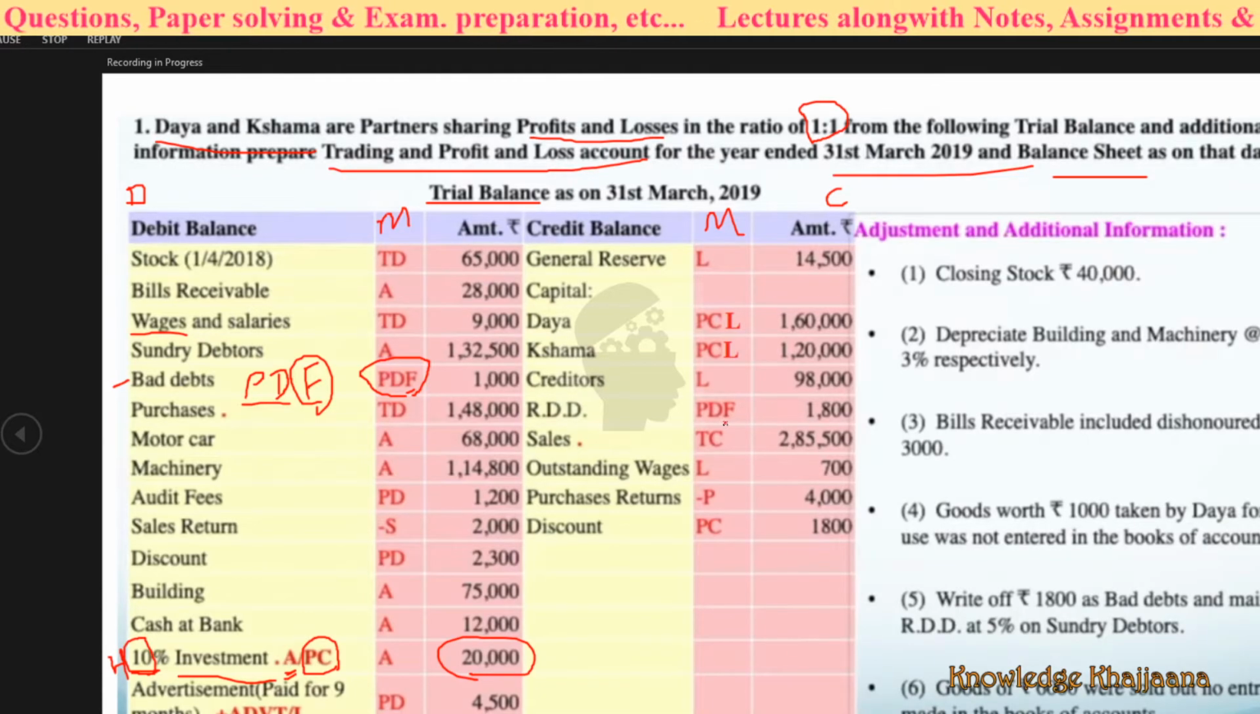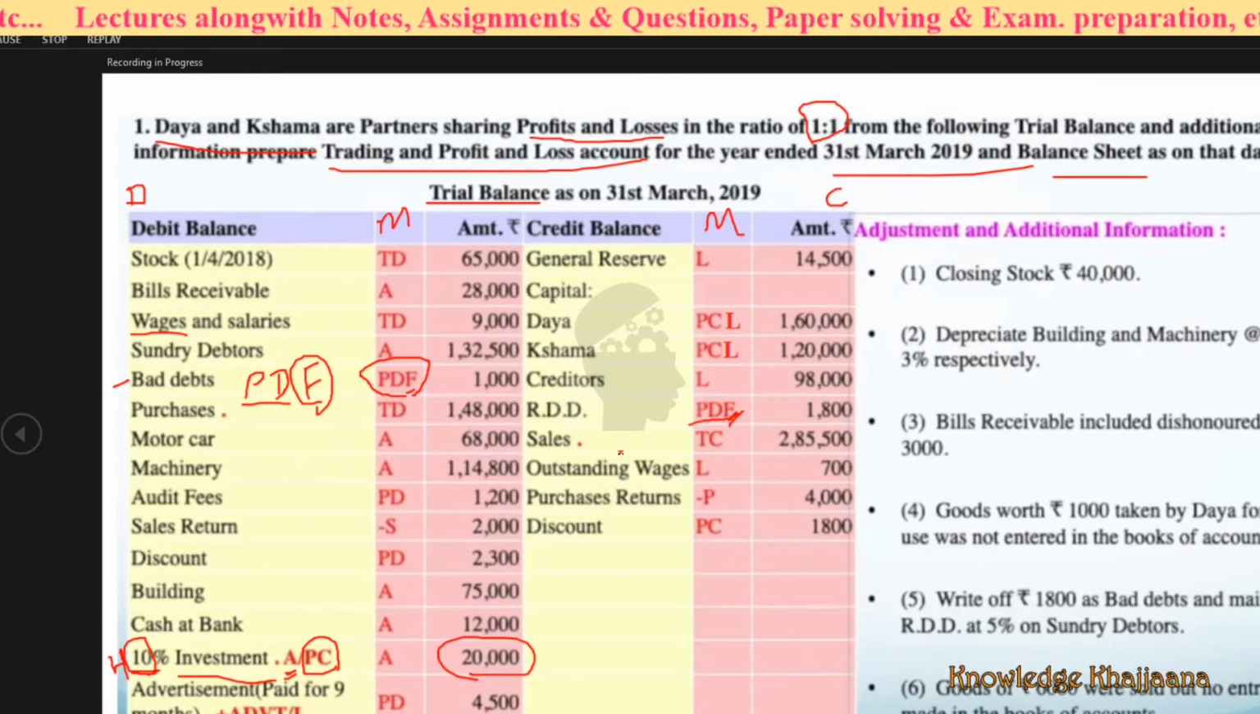trial balance, then we have to record it as per the formula of bad debts, which I have already learned. This RDD which is given on the credit side of the trial balance, always remember, we have to record it as per the formula of bad debts. Where? On the profit and loss account debit side. See, bad debts we have recorded on the profit and loss account debit side. So this RDD also we have to record as per the rules in the profit and loss account debit side.